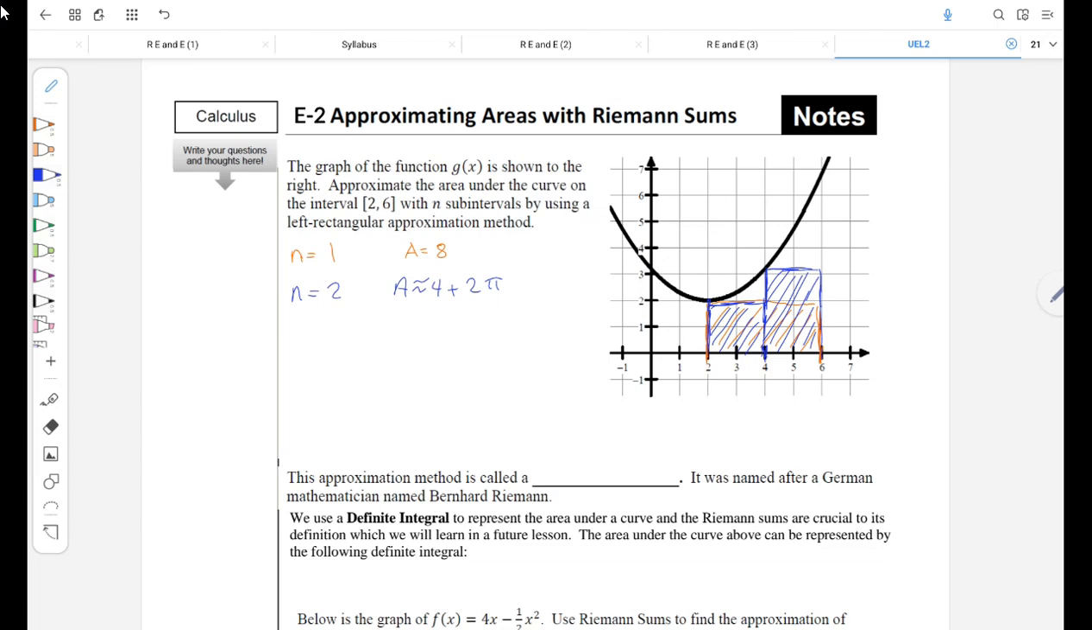But we could do even better, and we can go for 4. But the key is, since they've asked us to do a left approximation, maybe I'll erase these because this is going to get a little bit messy. Each of our rectangles should be 1 unit wide.